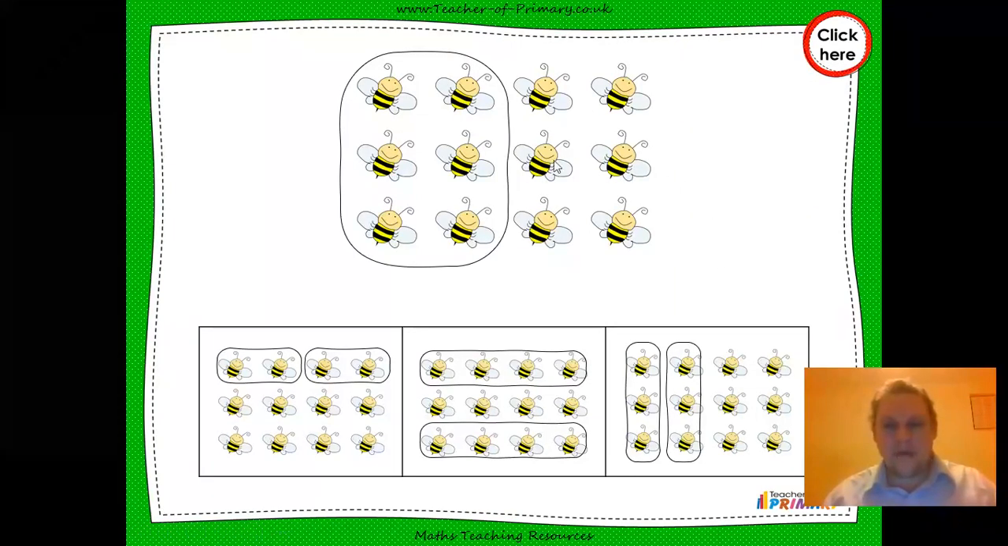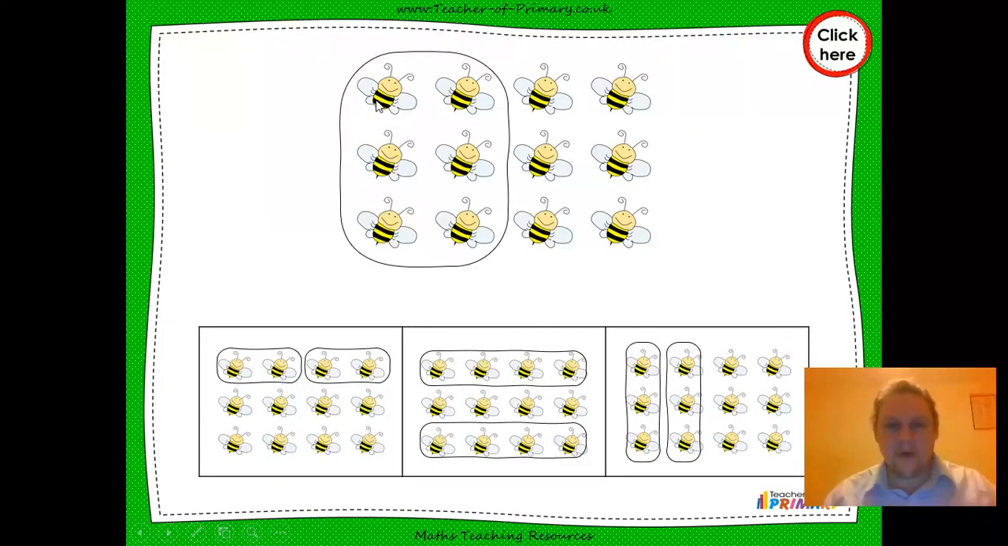All right, how many B's have we got this time? We've got 1, 2, 3, 4, 5, 6, 7, 8, 9, 10, 11, 12. And we can see that half have been circled. So how many is half of 12 then? Well, it must be 1, 2, 3, 4, 5, 6. 6 is half of 12, okay?